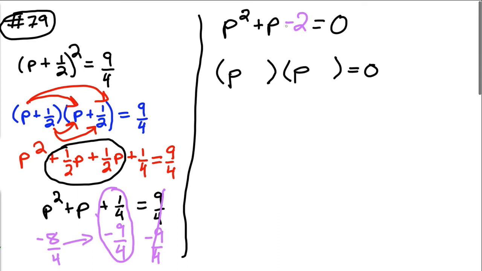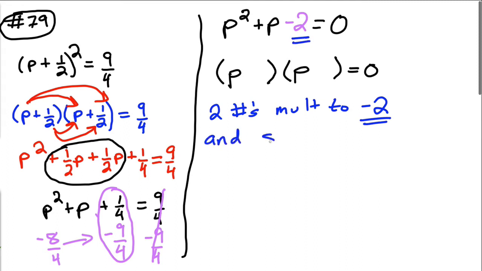And then I need to find two numbers that multiply to minus 2, which is this number right here, and sum to the coefficient of the middle p, which is positive 1. So what are two numbers that multiply to negative 2 and sum to 1?